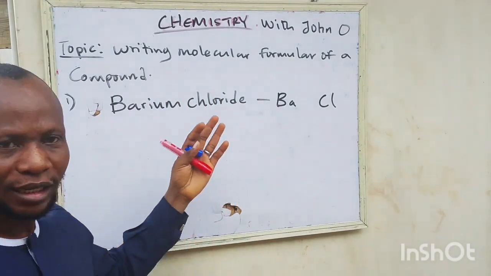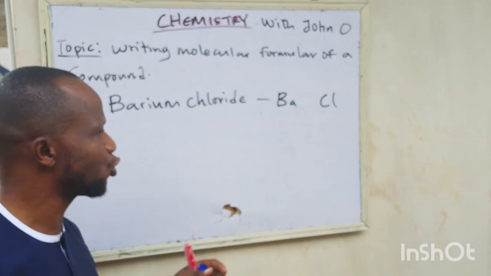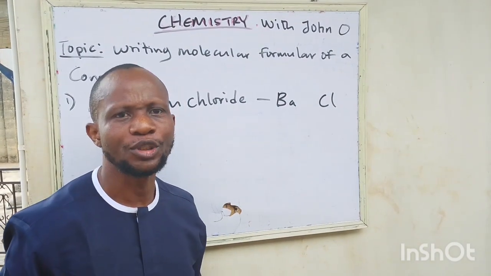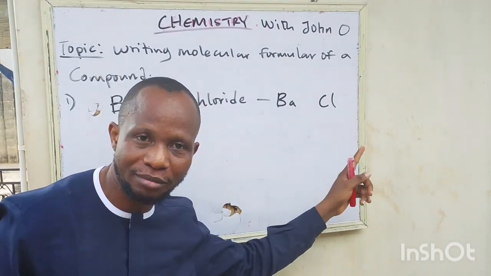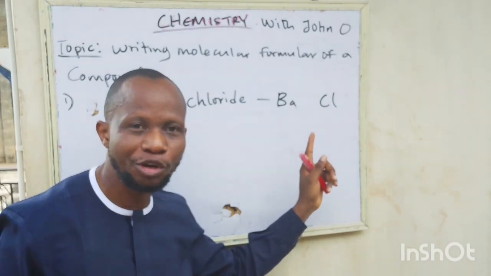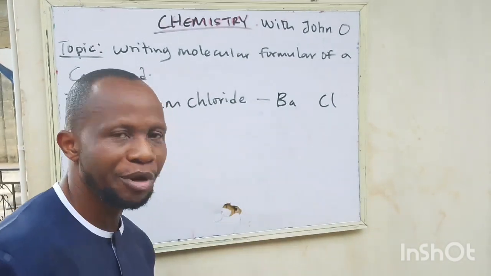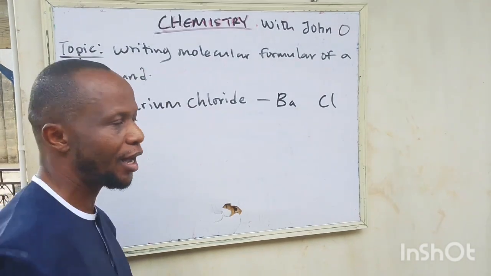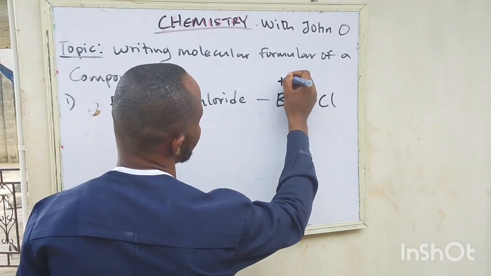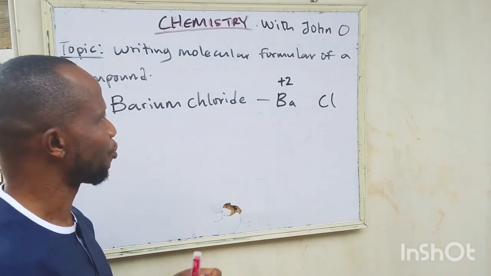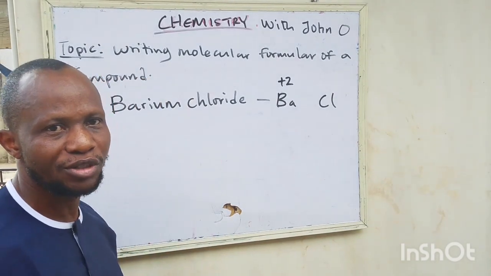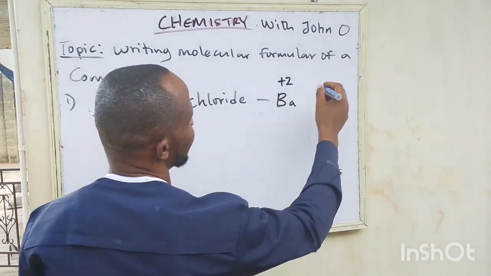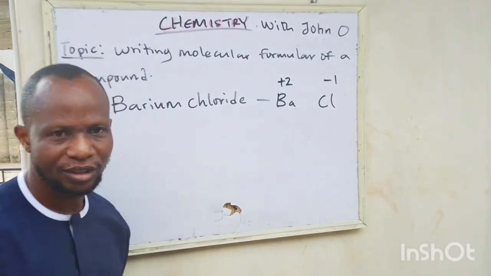Having done that, the next thing you do is identify the oxidation number of each element. Barium is in group 2, so the oxidation number will be +2, while for chlorine, the oxidation number is -1.